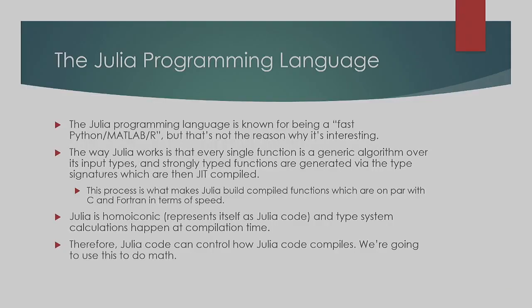So what is the Julia programming language? Most people know it as, you know, the fast version of Python, MATLAB, or R. And that's one reason why people adopt it, but that's not the reason why we're using it here. That's not the interesting part. The interesting thing is that Julia works in a way such that every single function is a generic algorithm. And then when it sees new types, it will JIT compile based off of the types that it sees. And that is something that we can hijack to be able to do new mathematics on.